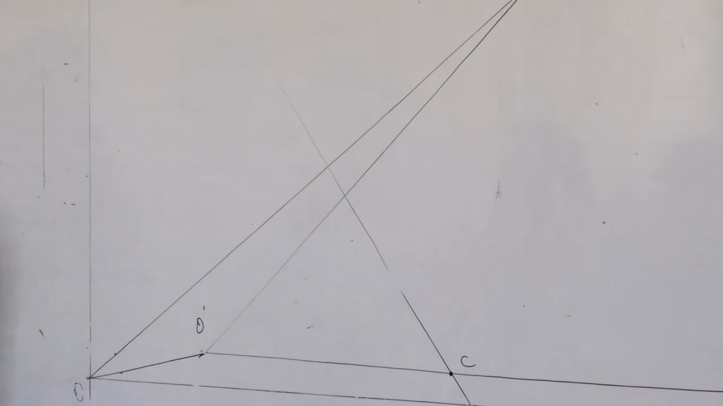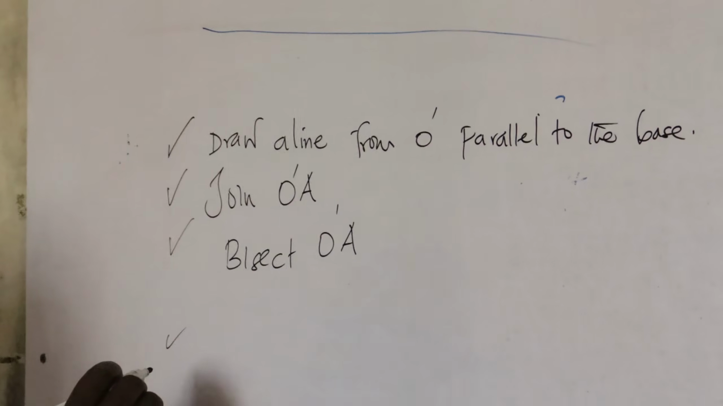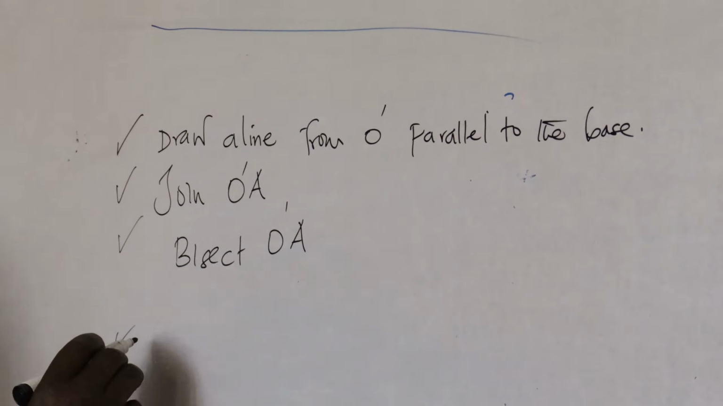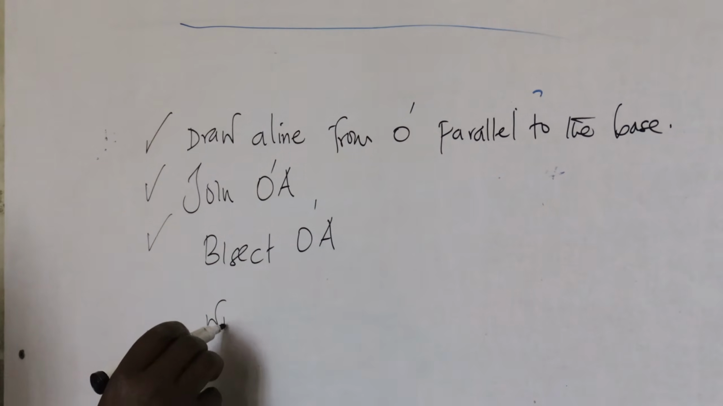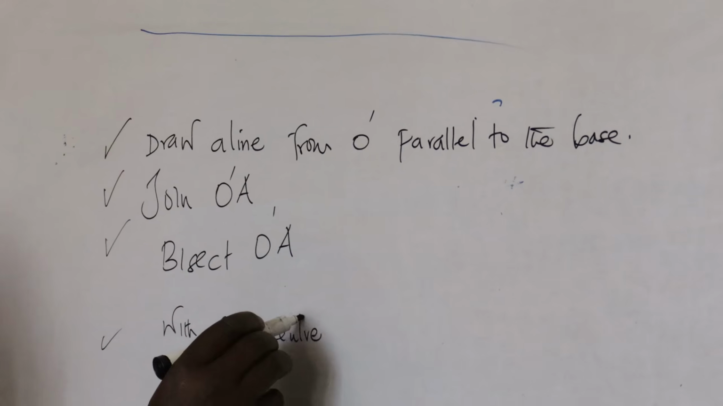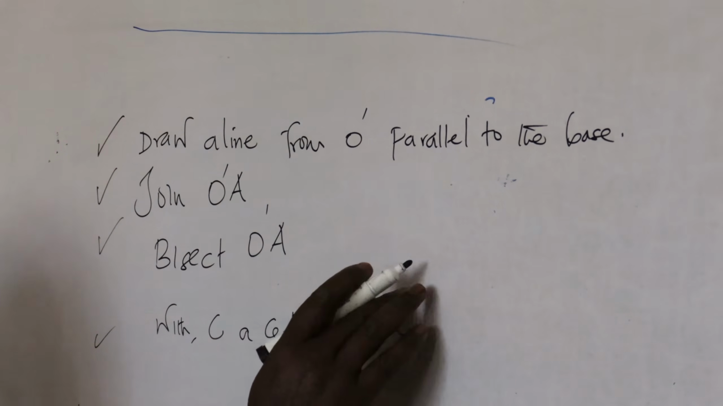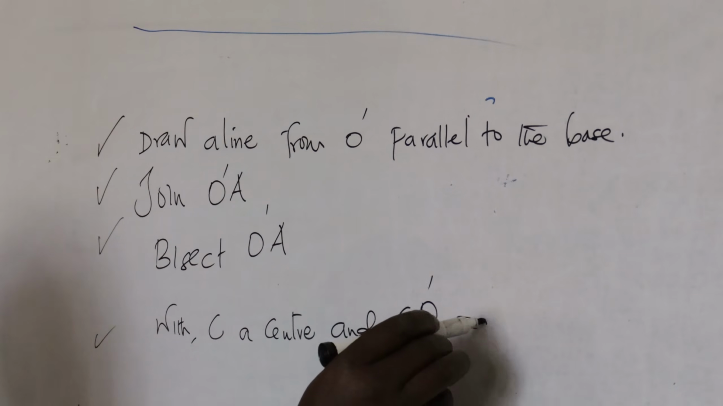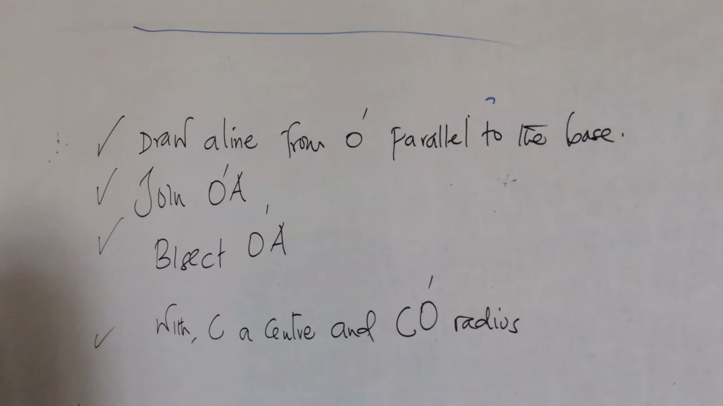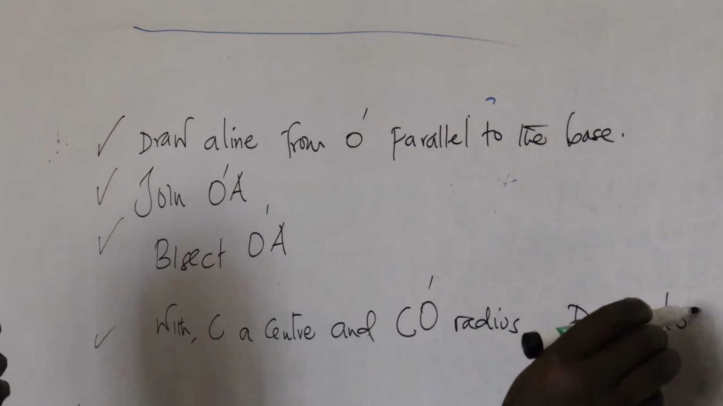Next, with C as the center, that's where your compass is, and CO prime radius, draw the locus.